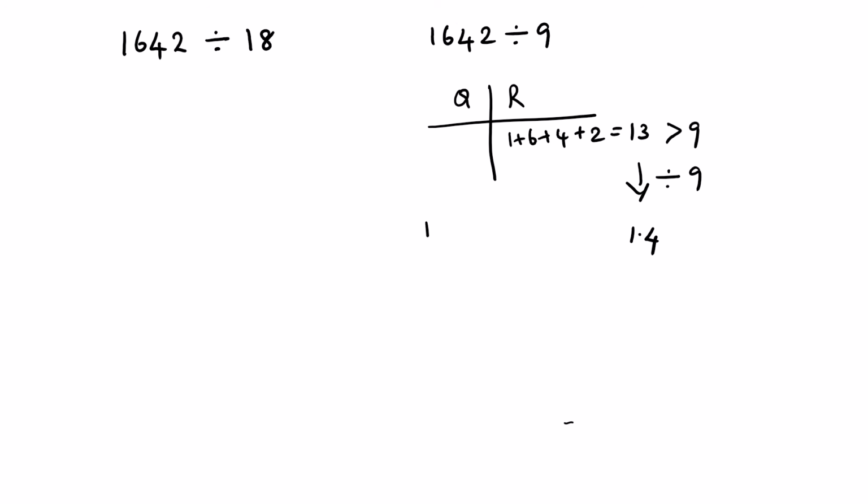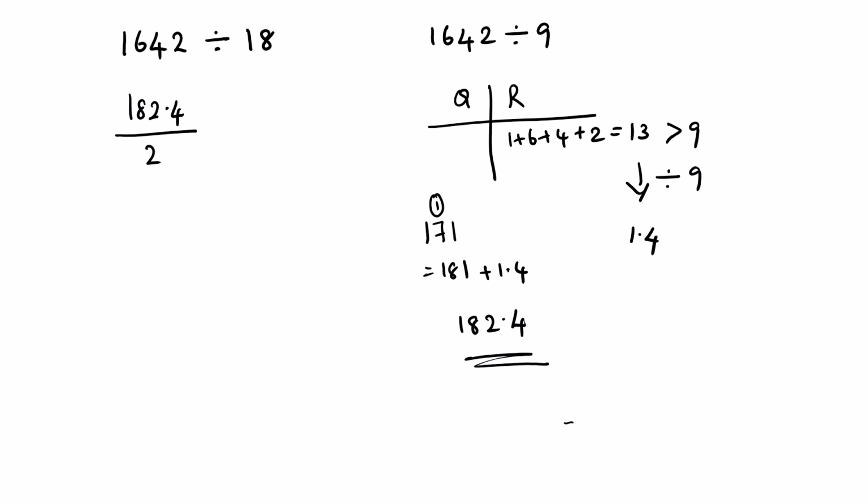Now you have to add this to the quotient. Quotient is nothing but 1, then 1 plus 6, 7, then 1 plus 6 plus 4, which is 11. So you get carry over here. So the answer is 181. Now you have to add this with 1.4. So the answer is 182.4. Right? So what is the answer of 1642 over 18? It's half of 182.4, which is nothing but 91.2. So this is how you do division by the numbers 9 and 18.